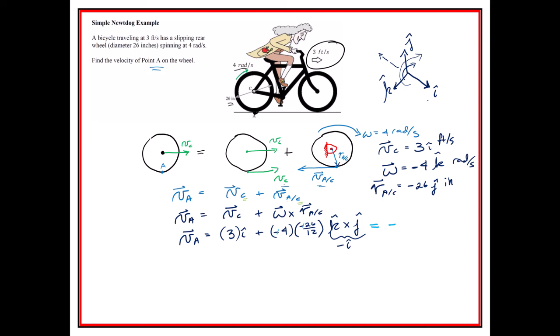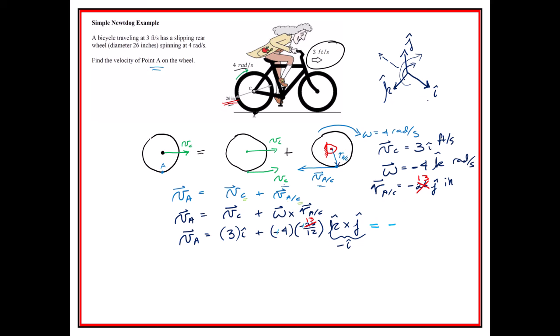No, you know what? I made a mistake. I'm sorry. Let me fix this. You would have caught this on me, right? This is a diameter. So that's negative 13. Sorry about that. So that's negative 13 right there.